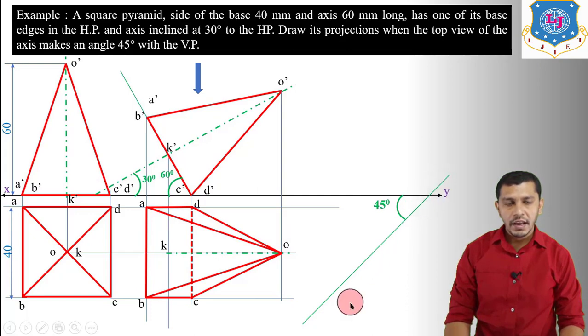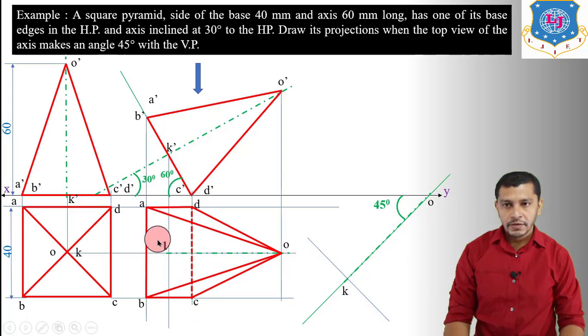So on this 45 degree line, we will mark OK, measuring it from the top view in the second stage. So mark OK over here, that is OK. Now we will copy this figure over here by drawing the base first of all. So first of all, draw the base, measuring it from the top view over here.